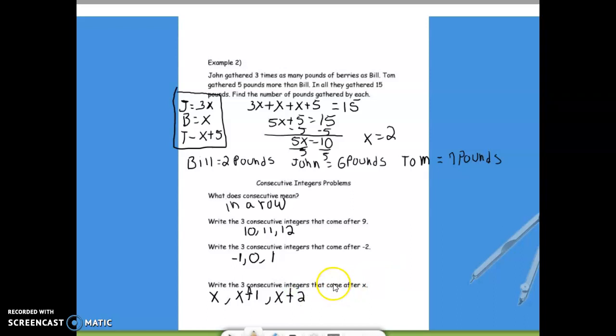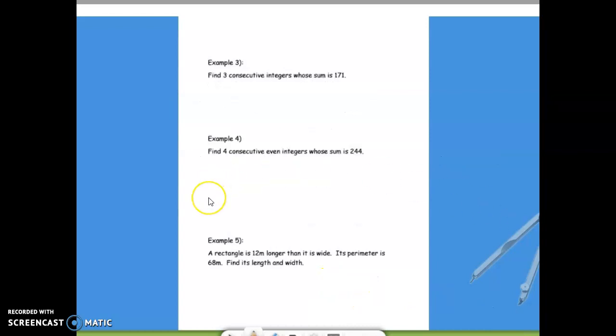We're going to be looking at setting up consecutive integer problems. Let's take a look at a couple of these. Now, a lot of times you could guess and check, but I want you to write them out, right? The whole idea about this is writing out the problem. So we're finding 3 consecutive integers whose sum, so we're going to add them up, is 171. So let's set up the problem.